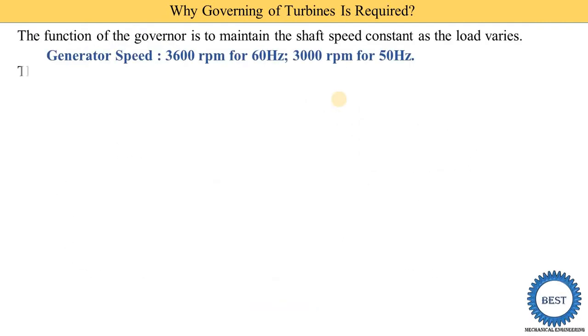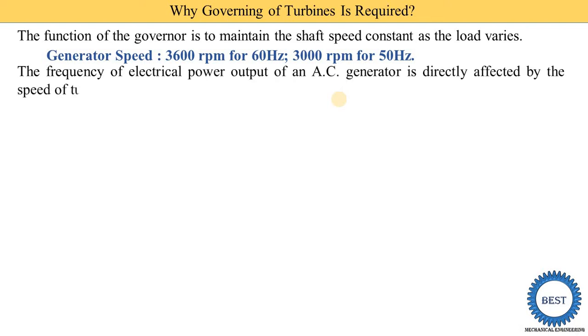So why do we need to maintain constant speed? To maintain the frequency of the electrical power output of an AC generator. It is directly affected by the speed of the turbine. When the speed of the turbine is increased, frequency is increased, and if the frequency increases too much, there is a possibility of short circuits.